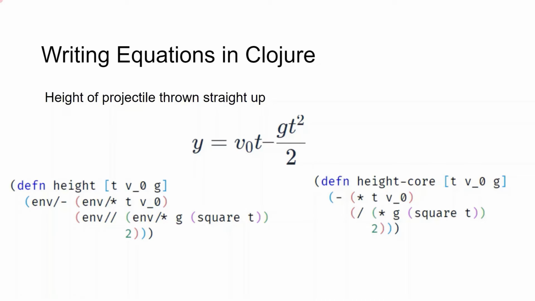A quick search online for the height of a projectile thrown up gives us the equation shown on screen, where y is the height of the projectile, v0 is the initial velocity with which the projectile is thrown, t is time, and g is acceleration due to gravity. We can write this equation out as a Clojure function, which is what you see on the lower left, the height function, which takes 3 arguments.